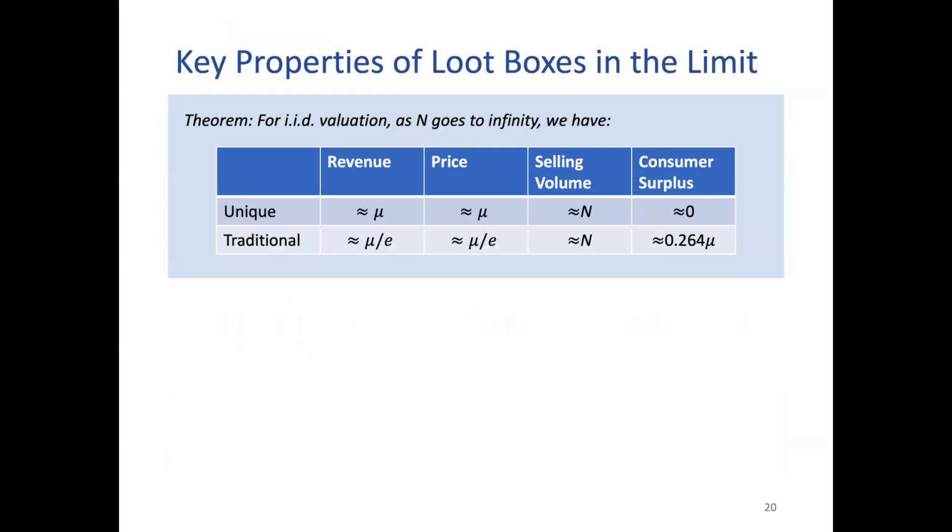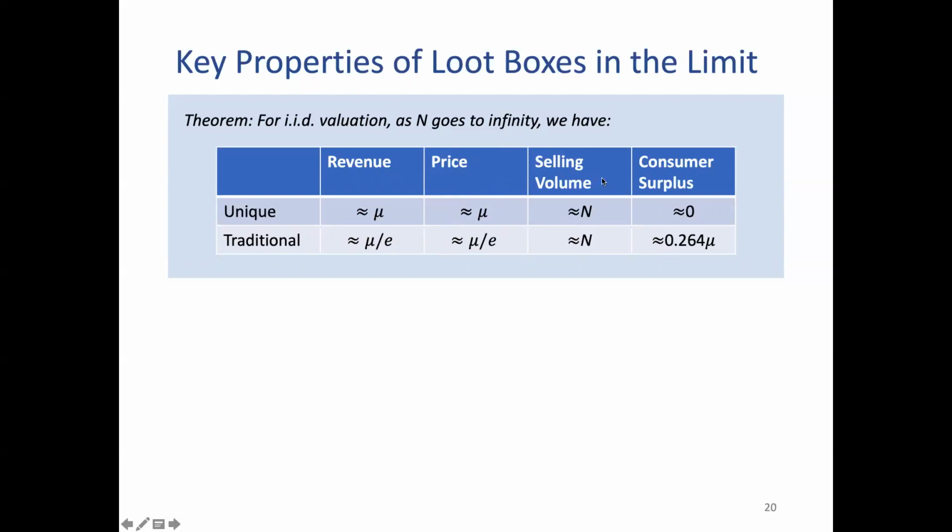So here we have, for IID valuations, as the number of items goes to infinity, the key metrics for both unit box and traditional box. So in terms of revenue, the unit box earns the limiting revenue of mu, which means that it is also asymptotically optimal. On the other hand, traditional box only earns mu over e, so it only earns 37% of the optimal revenue. And in terms of the price, you can see that the price of unit box goes to mu, and the price of traditional box goes to mu over e. So indeed, the unit box has a higher price.